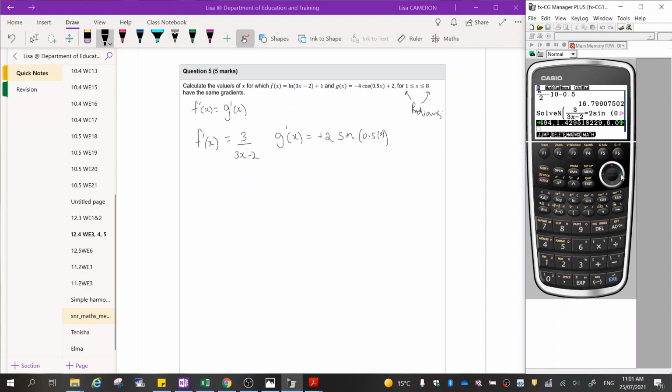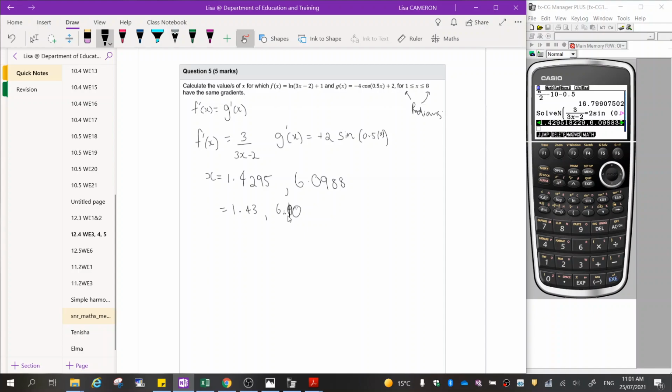Okay, so the ones that fit in the domain, 1.429 and 6.098. So x equals 1.4295 and 6.098. Now round these to two decimal places equals 1.43 and, well, that will round up, so it'll be 6.10.